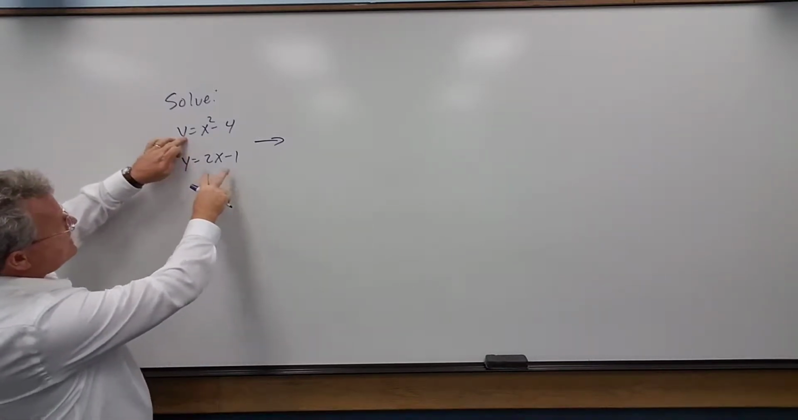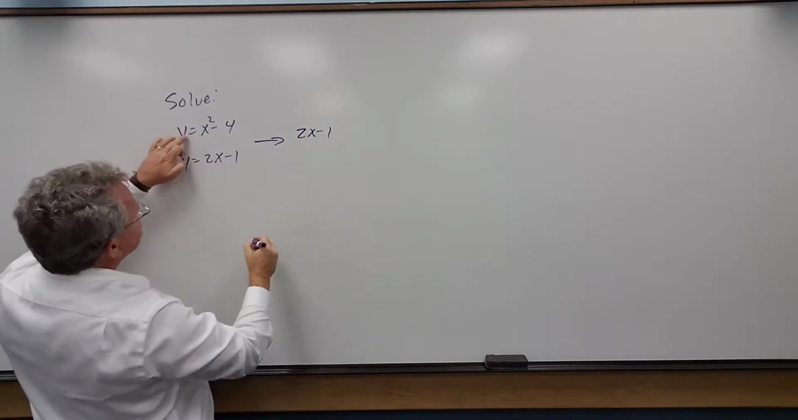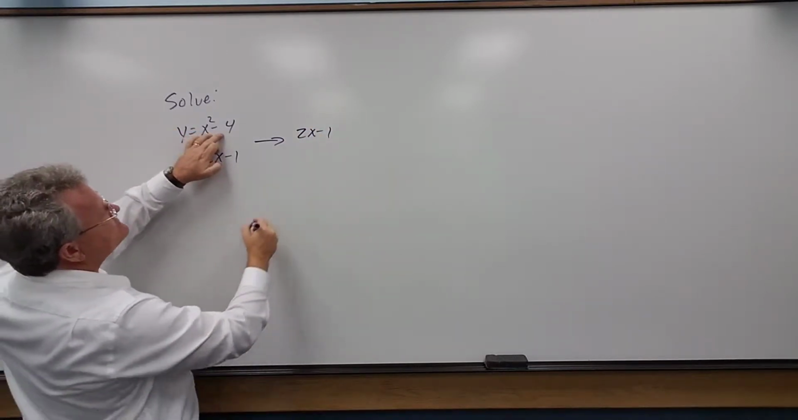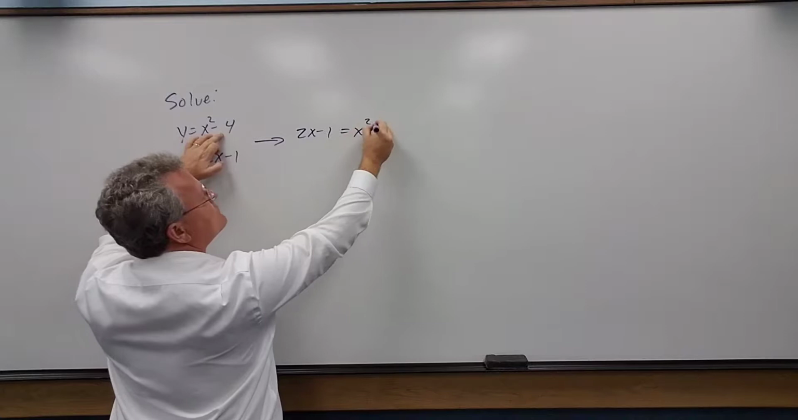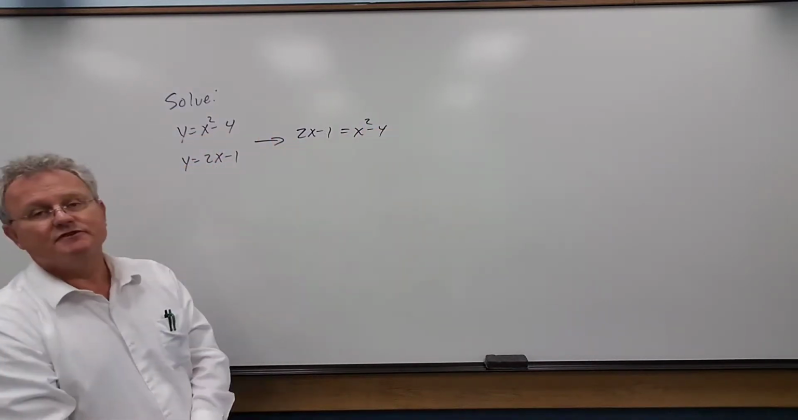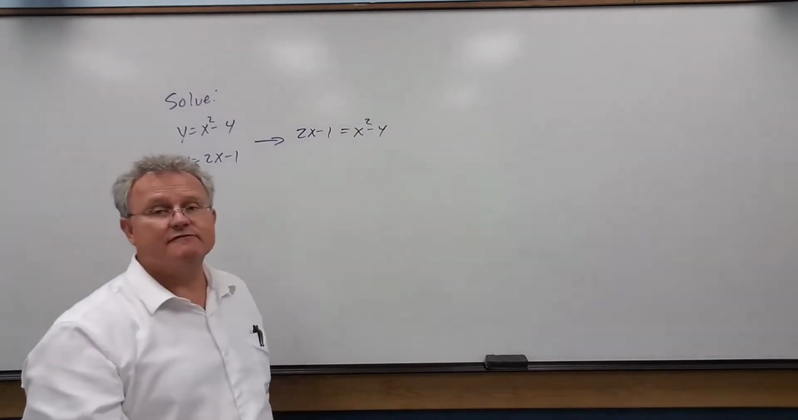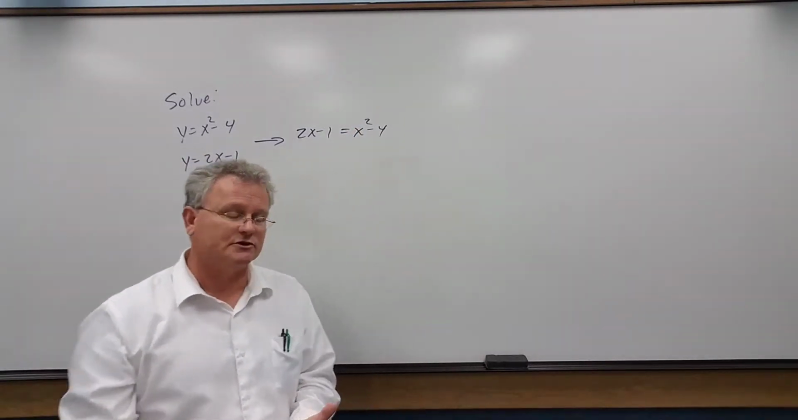For y, I'm going to plug in 2x minus 1. So we get 2x minus 1 equals x squared minus 4. I just substituted. Now we can solve this equation for x. So this is a quadratic. To solve quadratics, we want to get them equal to 0.